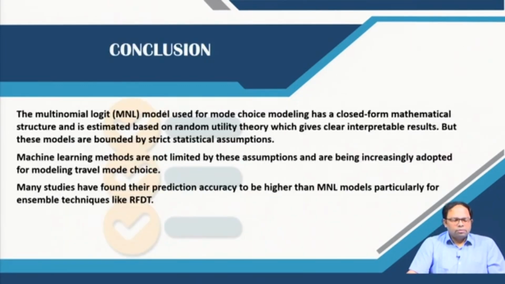To conclude, the multinomial logit model used for mode choice modeling has a closed form mathematical structure and is estimated based on random utility theory, which gives clear interpretable results, but these models are bounded by strict statistical assumptions. Machine learning methods are not limited by these assumptions and are increasingly adopted for modeling travel mode choice, and many studies have found their prediction accuracy to be higher than MNL models, particularly for ensemble techniques like RFDT.